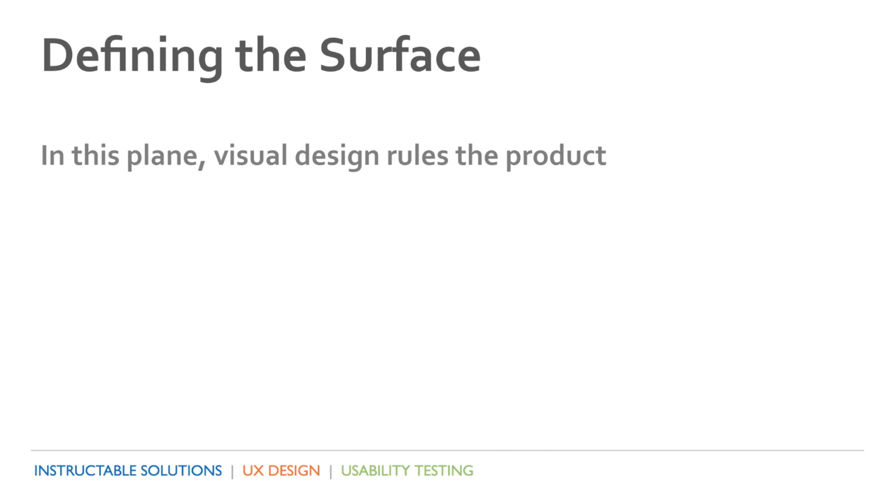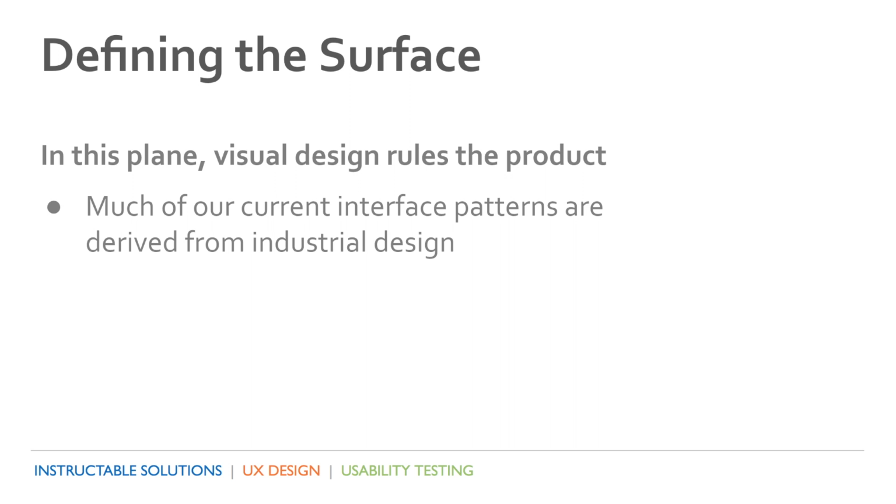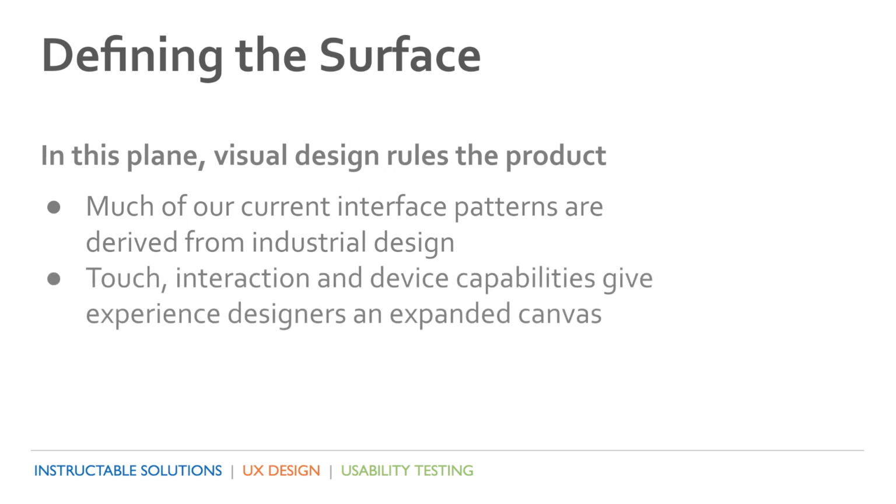When defining the surface, visual design rules the product. Much of our current interface patterns are derived from industrial design. Because of our familiarity with industrial design, most of the patterns that we use in the digital space take root there. This allows for our sensory design to feel a little bit closer to home. Things we can take advantage of in this plane, however, are touch, interaction, and device capabilities. It allows us to expand our canvas as designers.